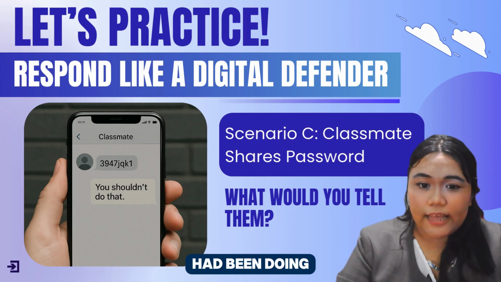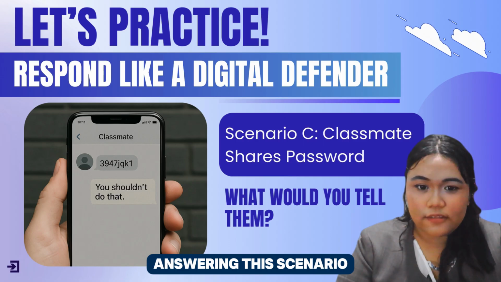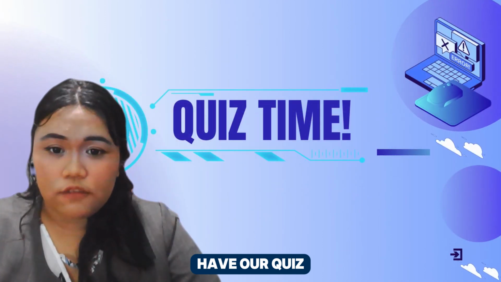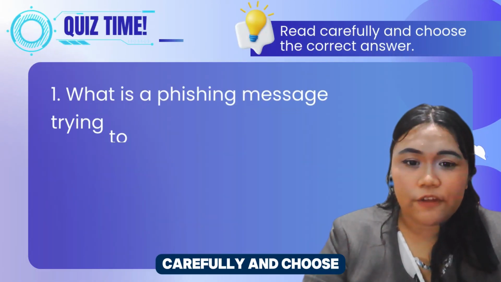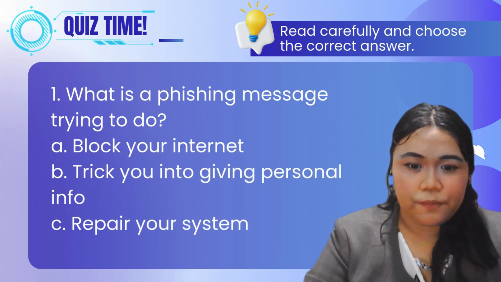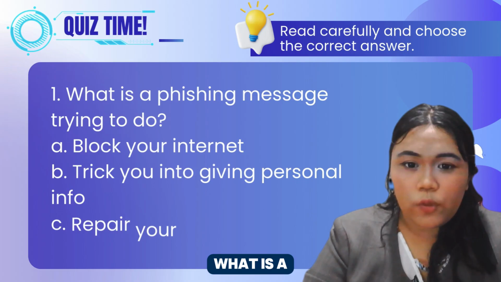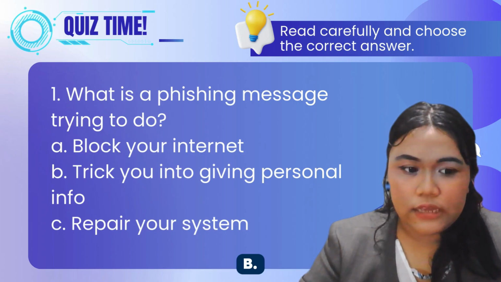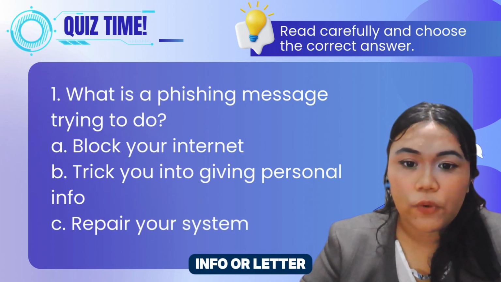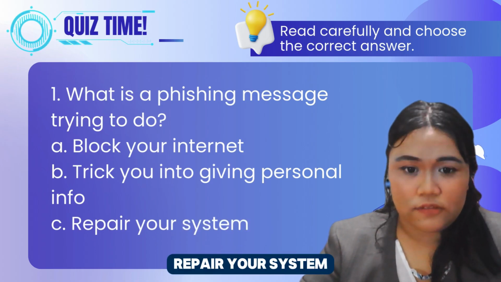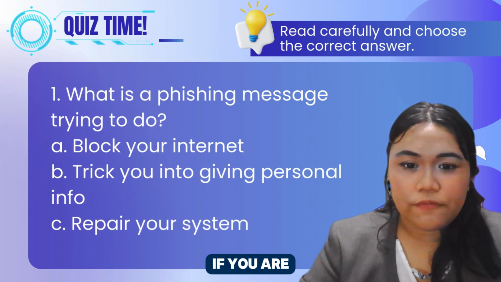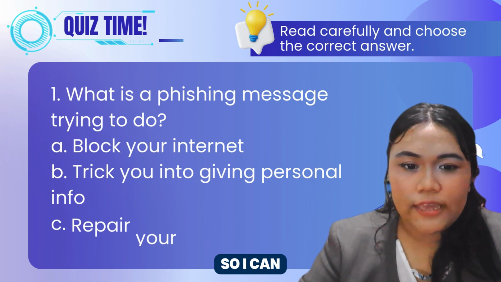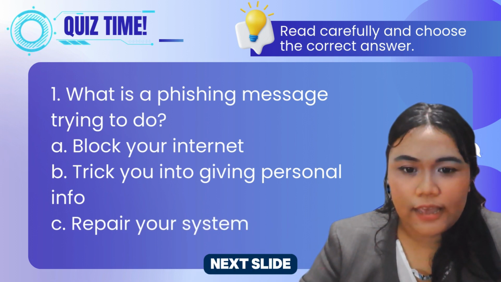And since everyone had been doing a great job answering this scenario questions, we are now going to have our quiz. For our quiz, the direction is only to read carefully and choose the best answer. Okay, number 1. What is a phishing message trying to do? A. Block your internet. B. Trick you into giving your personal info. Or letter C. Repair your system. If you are done answering, please raise your right hand with your pen so I can know when to move to the next slide.